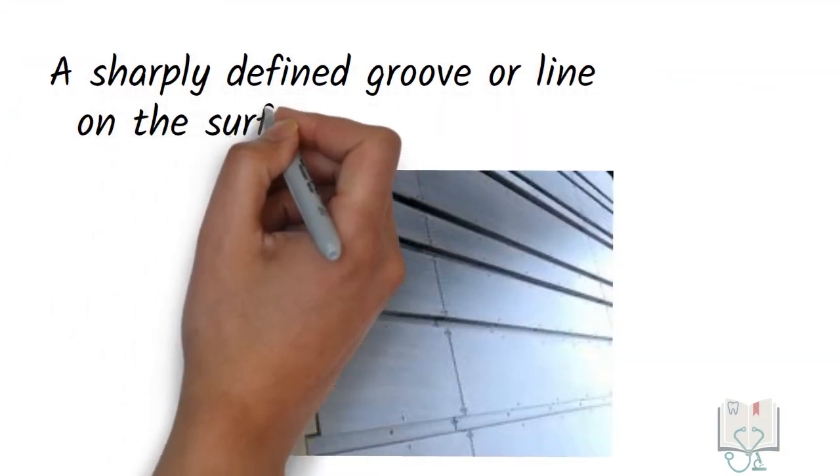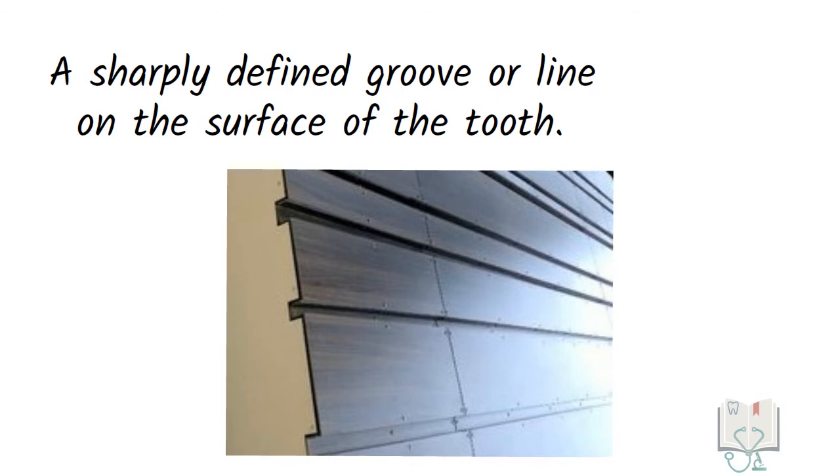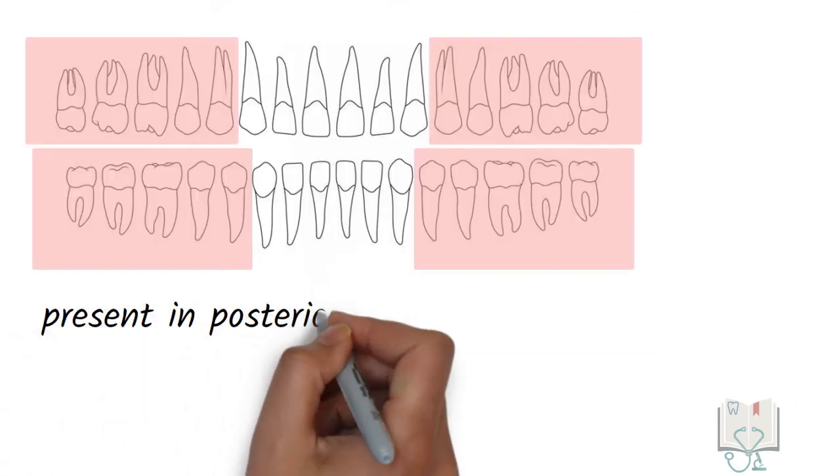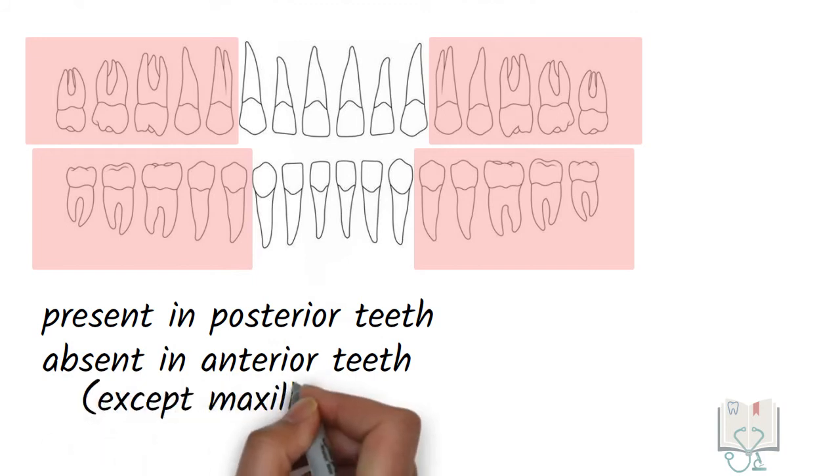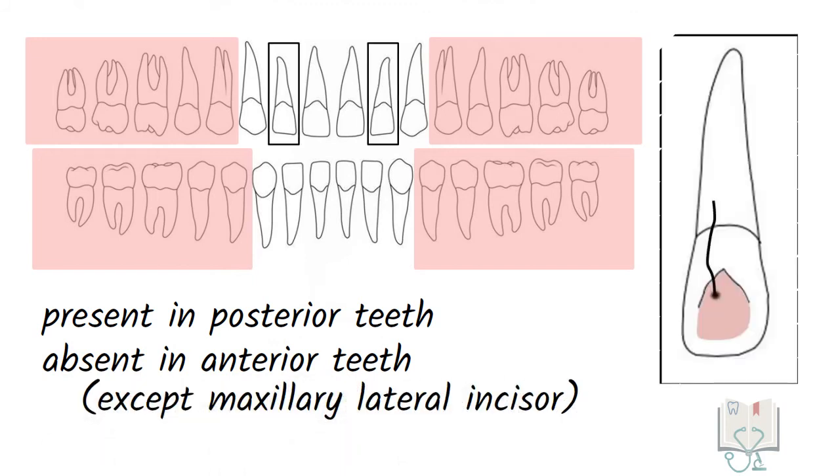Groove. A developmental groove is a sharply defined groove or line on the tooth surface. They are present in posterior teeth and absent in anterior teeth, except in maxillary lateral incisor, which may have grooves on the lingual surface. They are named according to their location. They may be present on any surface of the crown.